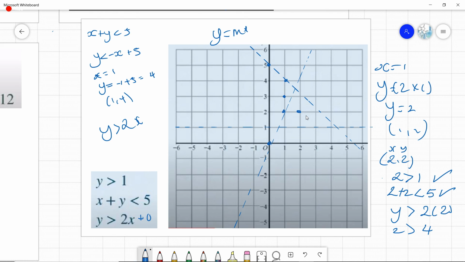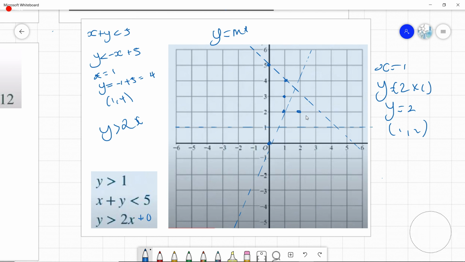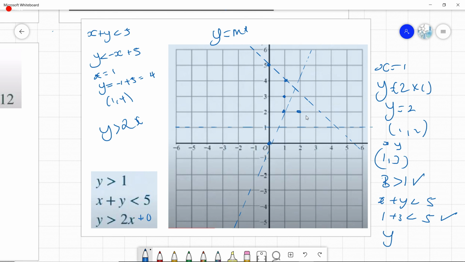Let's try, for example, 1, 3. Let's try this region here. Let's rub this out and put a different value. Again, sometimes you have to just try it. Sometimes you're lucky you get it first time, and sometimes you get it after. So x is 1 and y is 3. Is y greater than 1? Y is 3, and that is definitely greater than 1. Fantastic. X plus y is 4, so that means 1 plus 3 is less than 5. Fantastic. That passes the test.